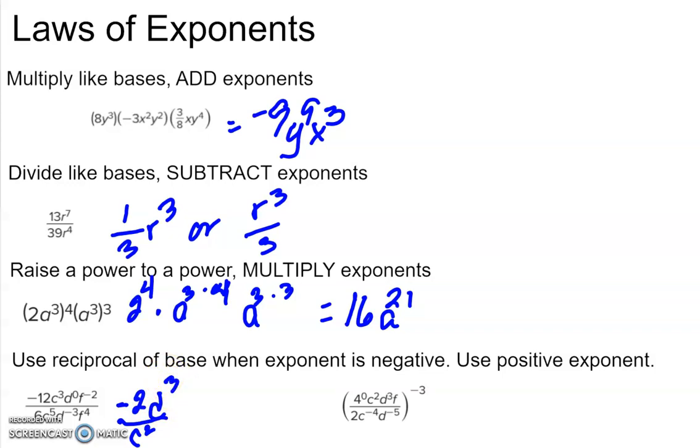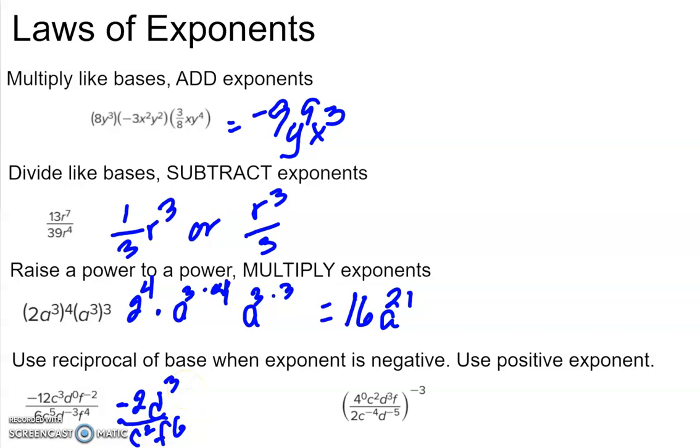And then I have f to the negative 2nd divided by f to the 4th. Negative 2 minus 4 is negative 6. To make this a positive 6, I would have to have f in the denominator with a positive 6.